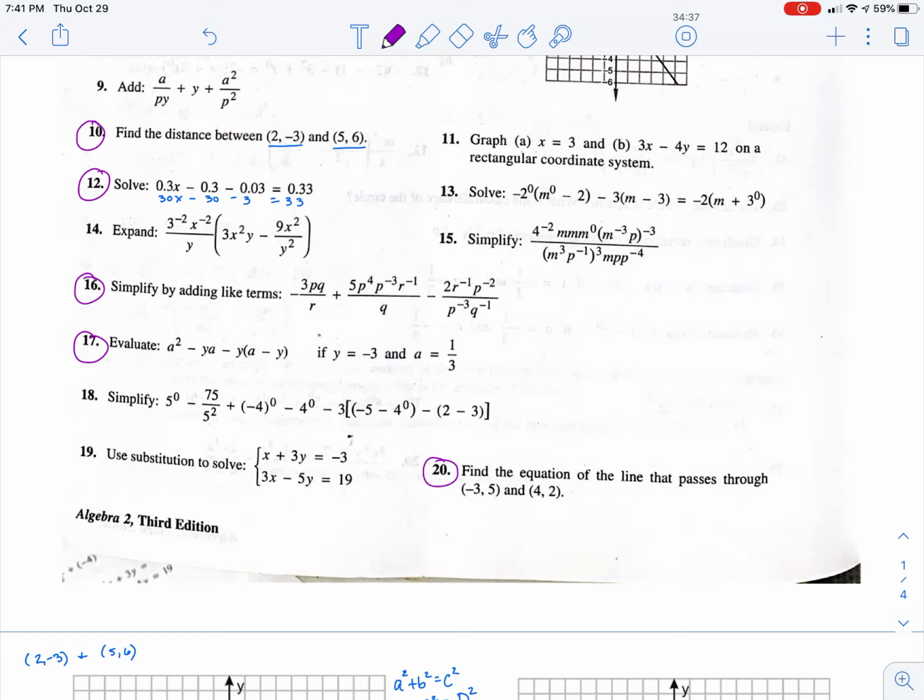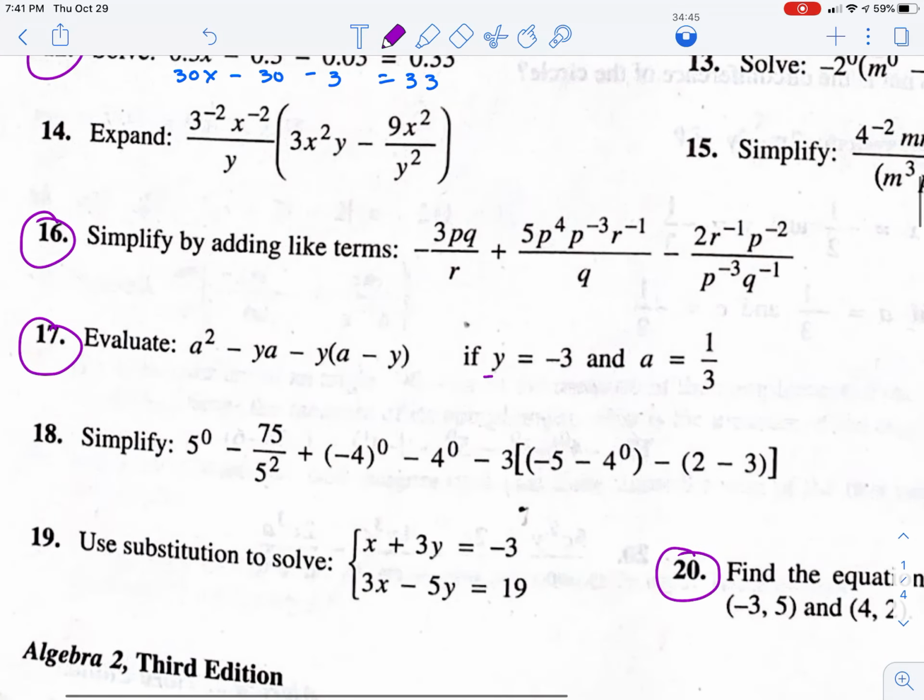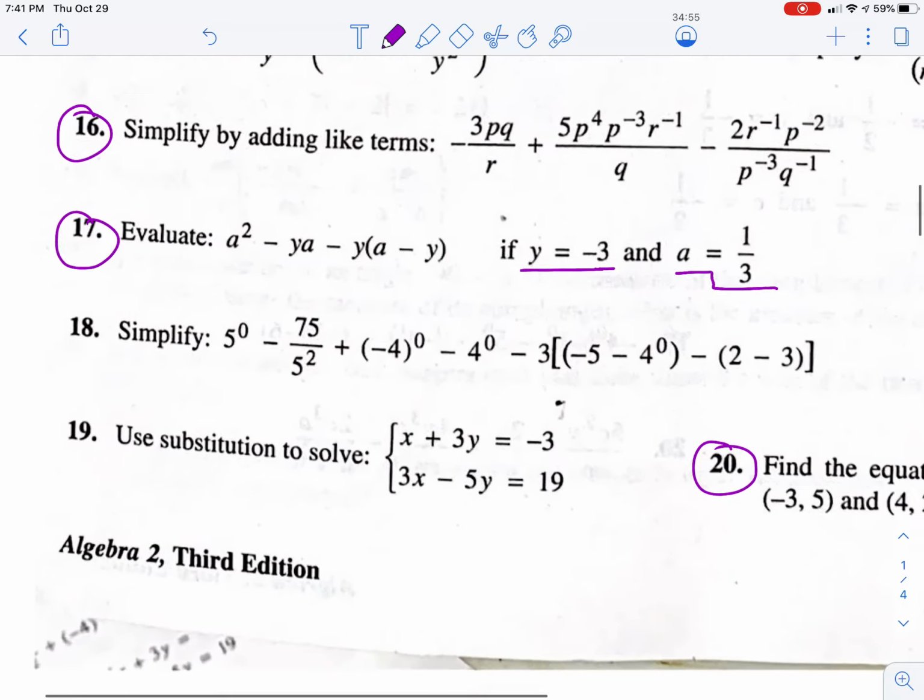Number 17. We have an equation here, or an expression. Actually, it's not set up as an equation, it's an expression, but we want to evaluate it by putting in a y value and an a value. So for everywhere you see a y, you're going to put a negative 3 in, and everywhere you see an a, you're going to put in a 1/3.